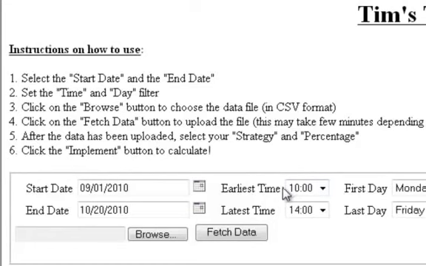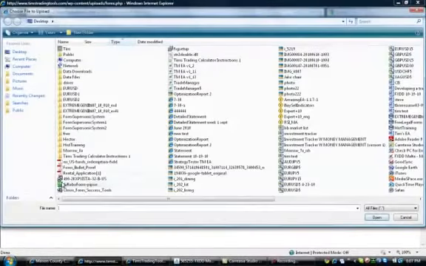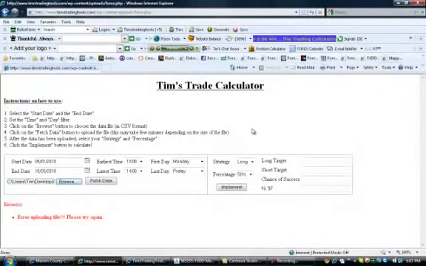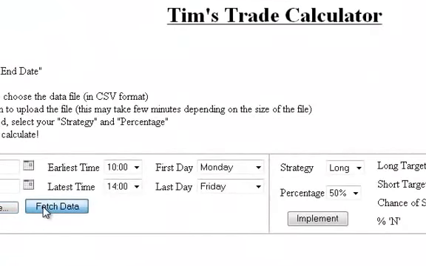It's 10 o'clock my platform time. Again, it's important that you know your platform time. So this is midnight to 4 a.m. my time, so it's 10 to 14, Monday through Friday. I'm going to check my downloaded file that I've already gotten from my platform. I'm going to get the GU pair, the 5-minute time frame, and hit fetch data.